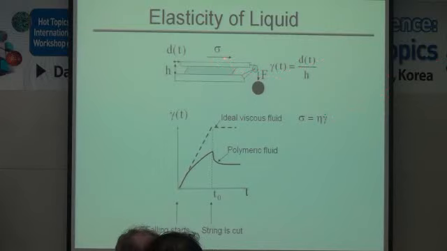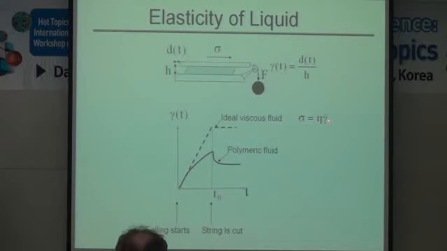And if this is a purely usual Newtonian fluid, like water and alcohol, the shear stress is proportional to the shear rate, and the ratio, this constant, is called the viscosity.